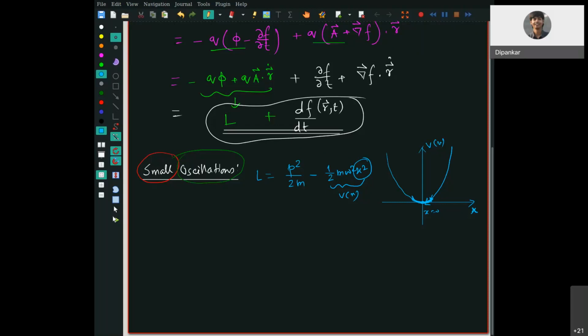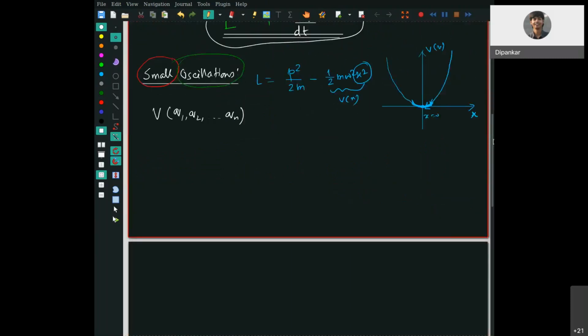So what I will assume in general is that I have a potential which is a function of the generalized coordinates q1 up to qn, and this potential has some local minima. Suppose one of the minima occurs at qk equals q0k, the value of qk at which the minimum occurs, and I run it for all the cases, k equals 1 to n. So at this point, the minimum of the potential occurs.